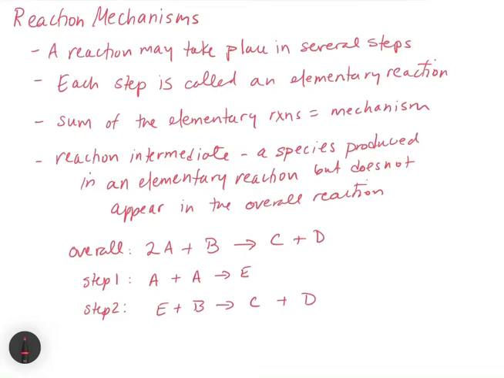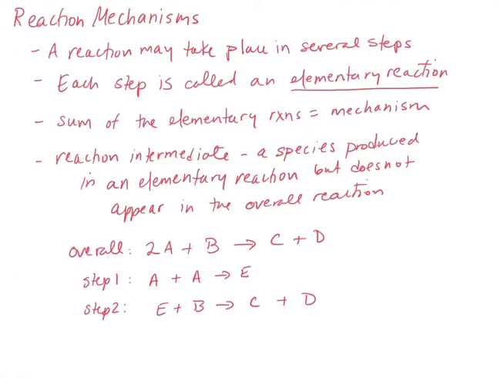So when we talk about reaction mechanisms, we're talking about the steps that build up to give us an overall reaction. What we call the steps in a reaction mechanism are elementary reactions. These elementary reactions are stepwise processes that all come together to give us the final overall reaction. The sum of these elementary reactions is what we call the mechanism. So you have step 1, step 2, step 3, step 4, or however many steps, and when those combine together, that mechanism produces the overall reaction.